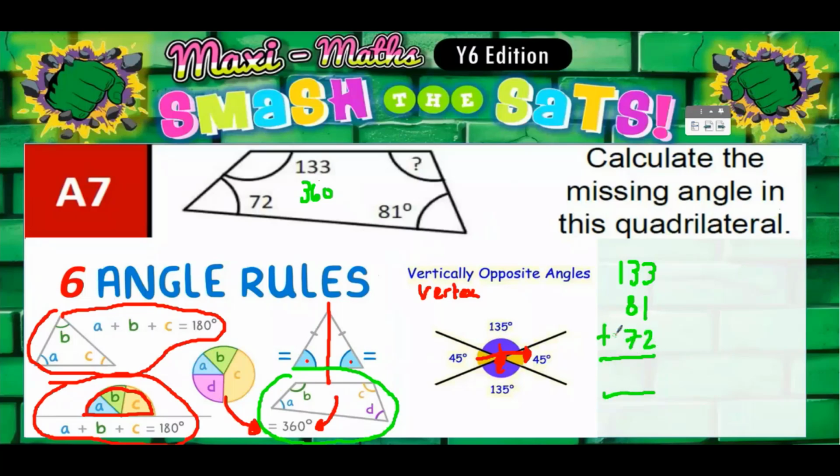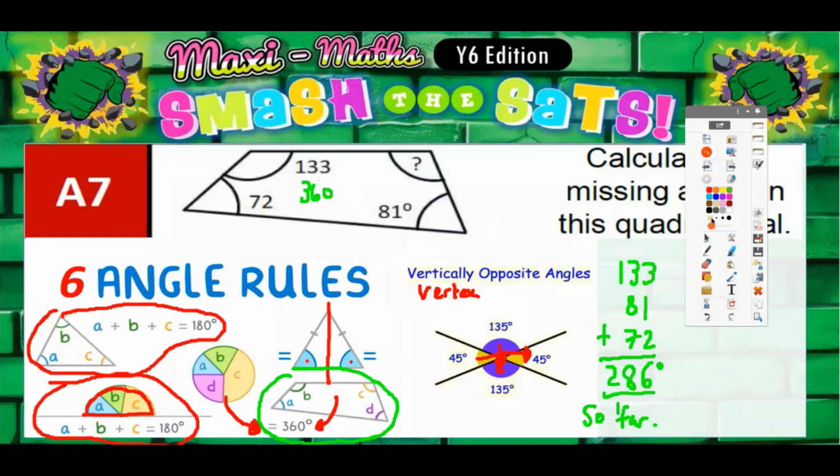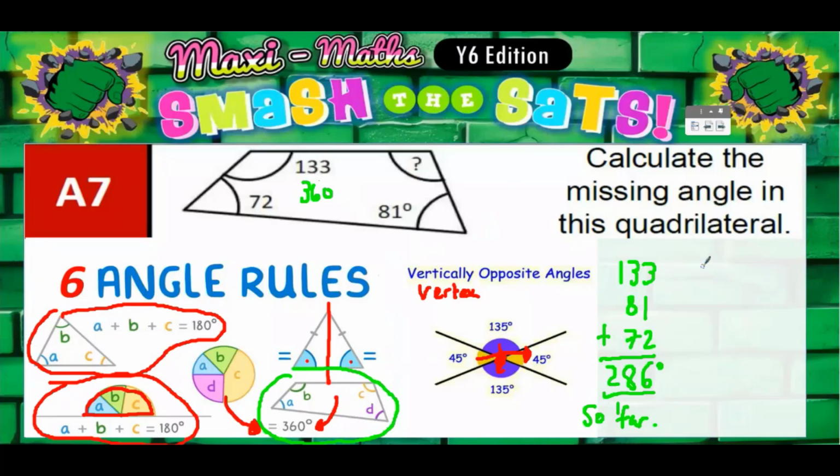So let's add that up carefully. 3 plus 1 plus 2 is 6. 3 and 7 is 10, plus 8 is 18. Put the 8 in, carry the 1, and then 1 plus 1 is 2. So we're up to 286 degrees so far. I always write "so far" there, just so we don't think that the final answer is 286. And then we will take 286 off of 360, and whatever's left will be our missing angle.